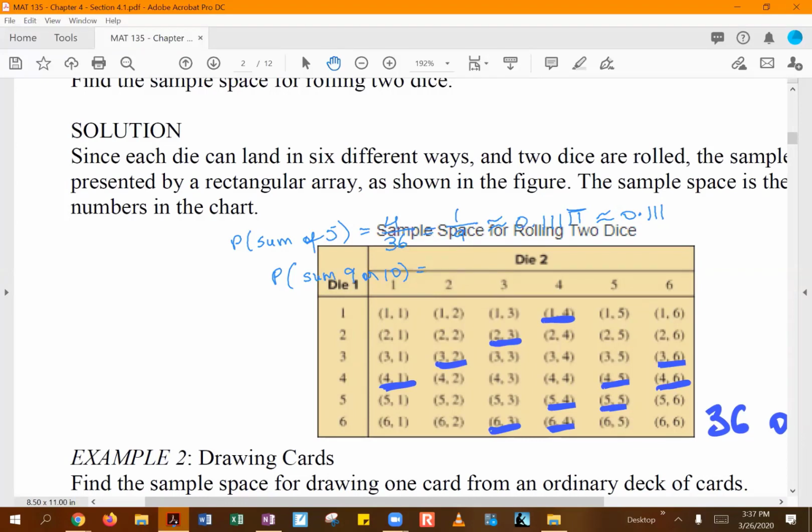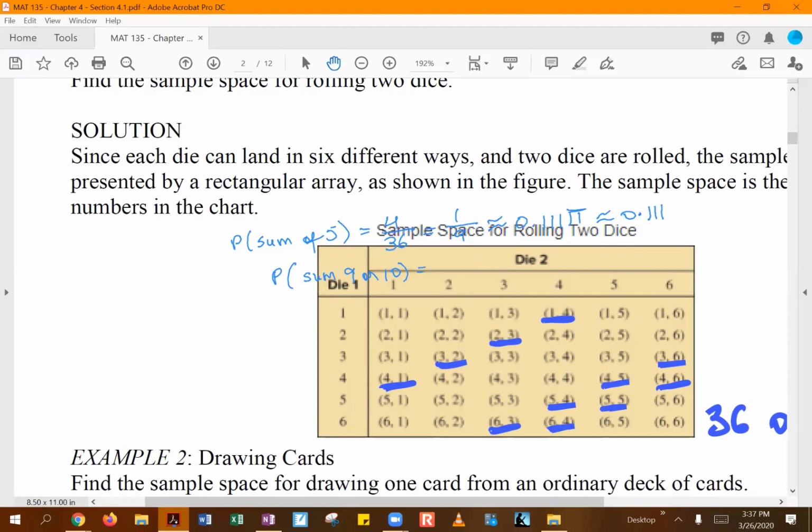Anything less than that, 6 and 2 would only be 8. So we don't use that. 5 and 3 is 8. Same thing here. 4 and 4 is 8. 3 and 5 is 8. 2 and 6 is 8. So you keep these guys out. 6 and 5 is 11. Keep that out. 5 and 6 is 11. And of course, 6 and 6 will be 12.